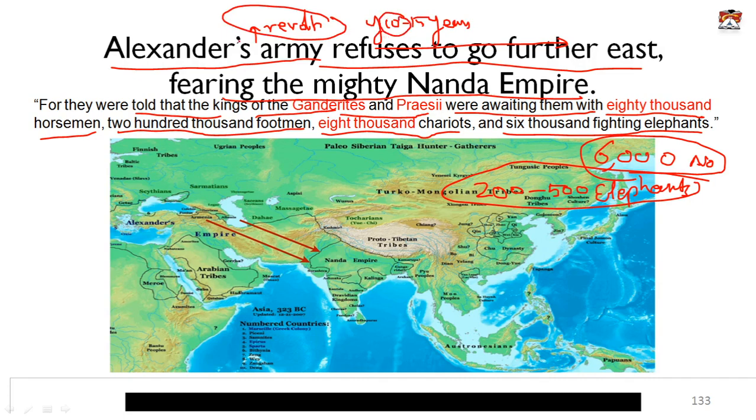Actually, Alexander didn't tell them that they were going for the conquest of India. He took the army by saying that we are going to defeat Persia. After defeating Persia, they came to Porus, and they fought with Porus. After Porus, Purushottam, after defeating Purushottam, Alexander was pushing them to go further east.